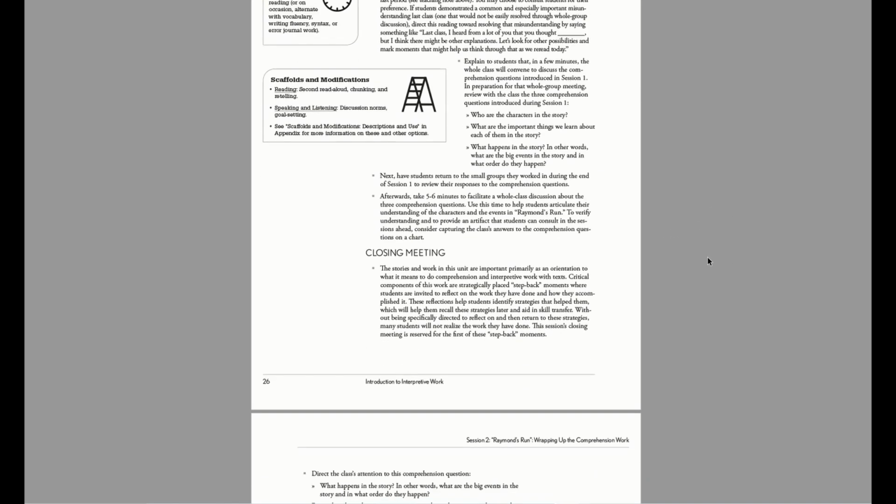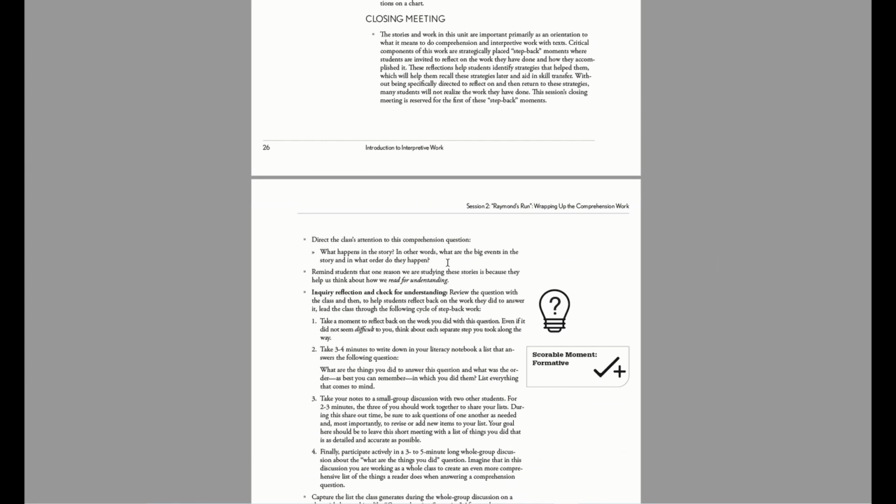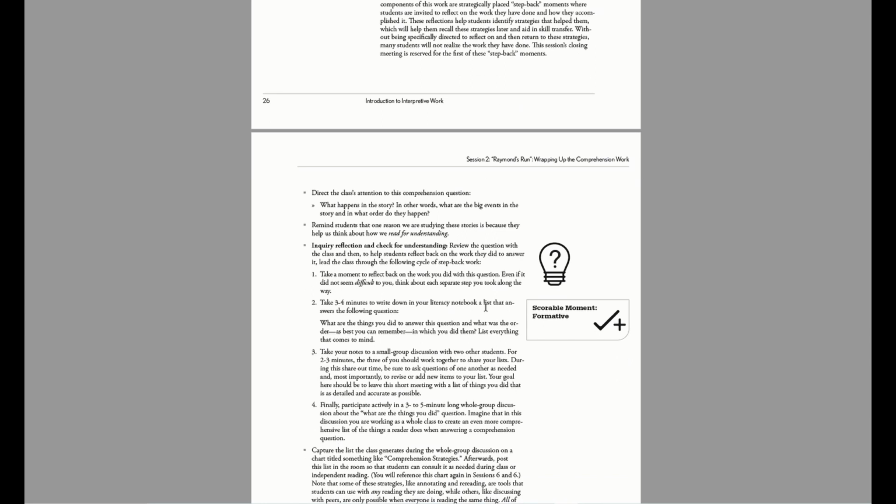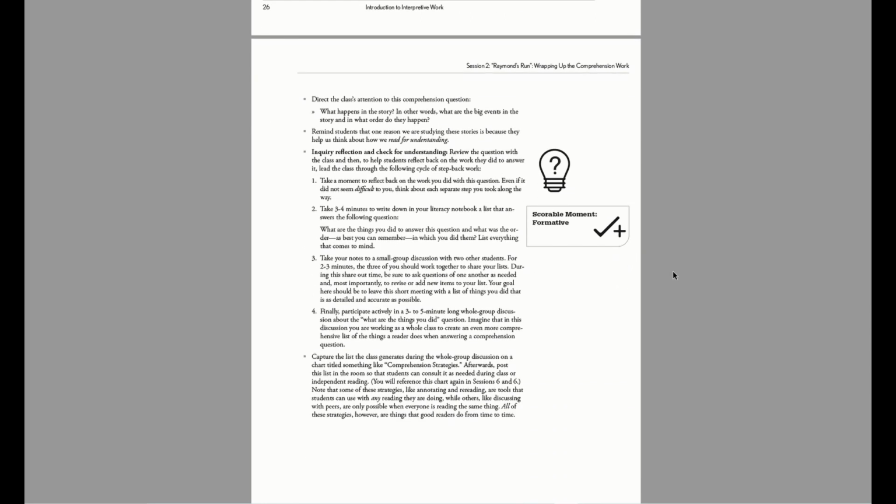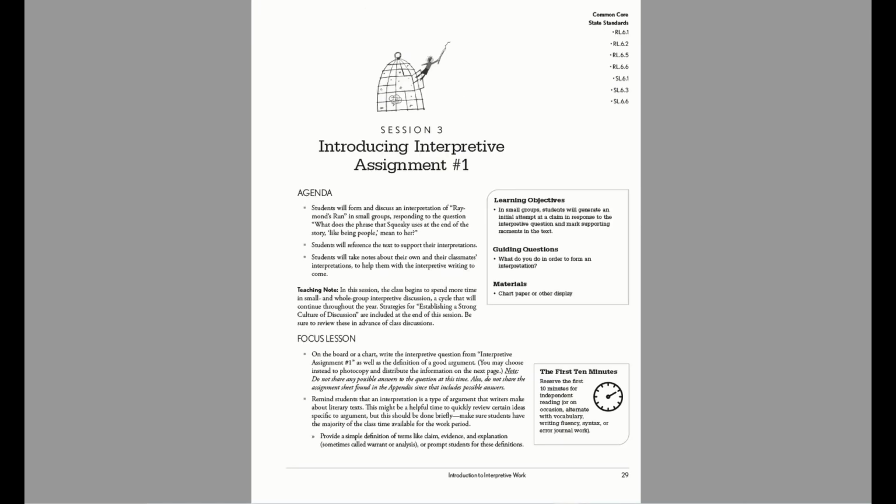At the end of this work, students reflect on the kinds of things they did in order to understand the text. And after writing their own lists, the teacher collects student responses on another chart, essentially forming a list of comprehension strategies. The third session introduces the interpretive question.